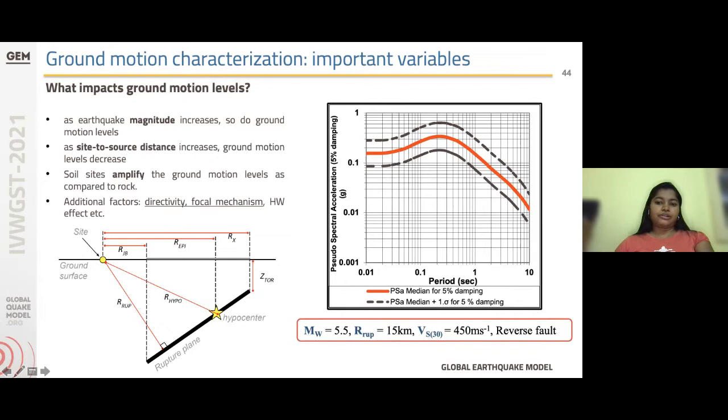So this is how a typical response spectrum estimation from a GMPE would look like. The red line represents the median estimation, and the black dashed lines represent the plus or minus standard deviation. This prediction is particularly for magnitude 5.5, rupture distance of 15 kilometers and Vs30 of 450 meters per second, for a reverse faulting mechanism.